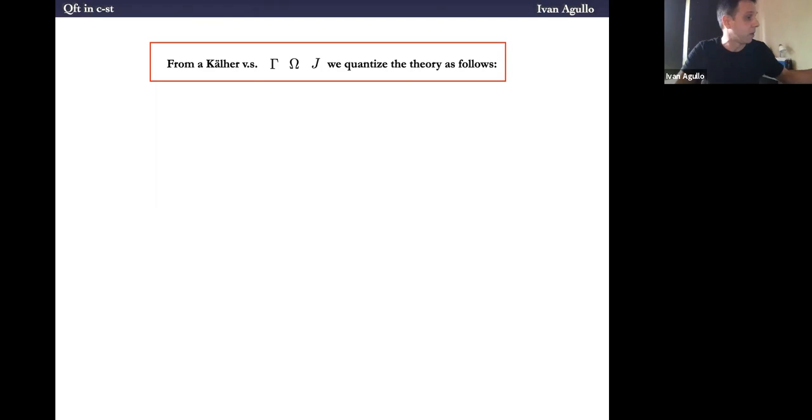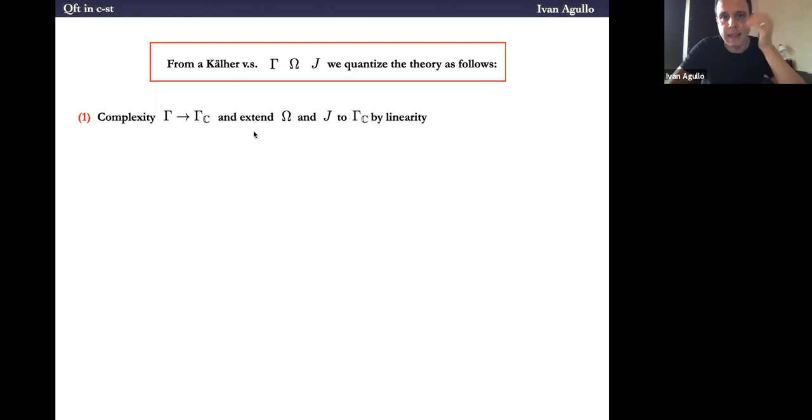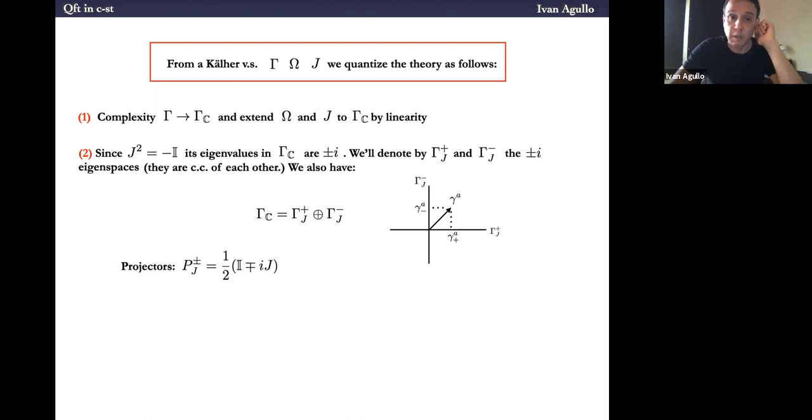So first, we have to complexify the vector space, as I said, and extend all the structures by linearity to the complex vector space. That is trivial. Second, this is important. Because J squared is minus the identity, the eigenvalues of J are plus and minus i. Let me call gamma plus the plus i eigenspace, gamma minus the minus i eigenspace.